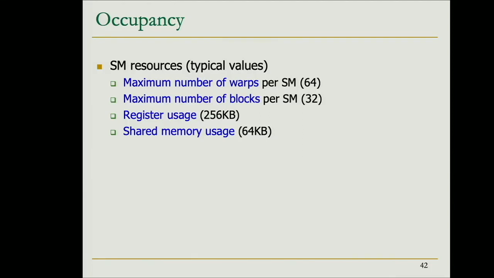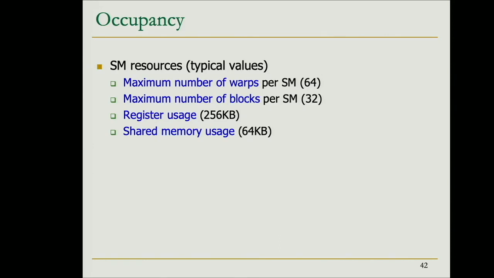You see, so these are typical values for the SM, for the GPU core resources. Maximum number of warps, 64, which is related to the maximum number of program counters. Maximum number of blocks per SM, it has also its own limitation, is 32. Register usage, the size of the register file is 256 kilobytes typically, and for the shared memory usage is 64 kilobytes. So, depending on what's the usage of these resources that each individual thread and each individual thread block does, we can have more or less thread blocks and warps running at the same time inside the GPU core, right?